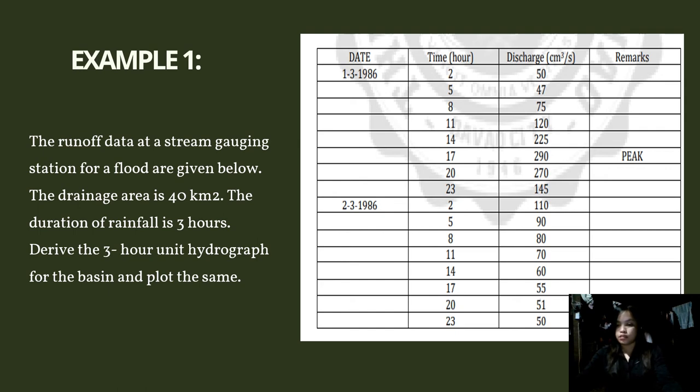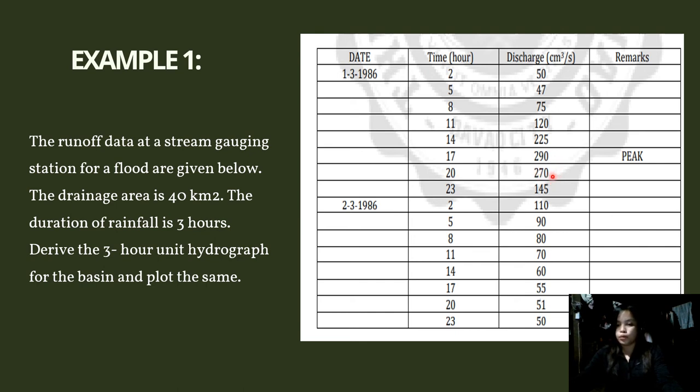The time is based on hours, so 2, 5, 8, and so on. And this is the discharge at every hour. At 2, the discharge is 15 m³/s, and at 5, the discharge is 47 m³/s. You can see the values here. It starts with 50, and then goes down to 47, then rises to 75, and then rises until 90, and goes down again.